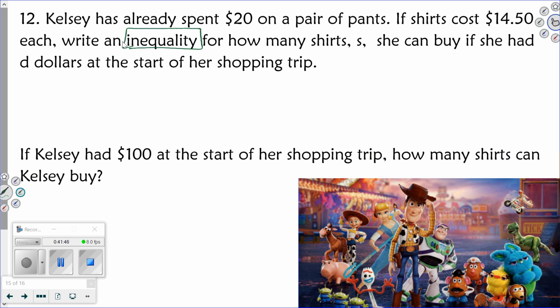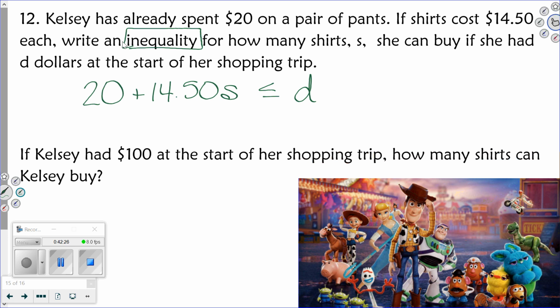So Kelsey has already spent $20, so we're going to start with the 20. Are we adding on to what she spent or subtracting from what she spent? We're adding on. What is she spending? $14.50 for every shirt, so $14.50 S. And then this has to be greater than or equal to, or less than or equal to, the number of dollars. Less than or equal to. Do not spend more money than you have.